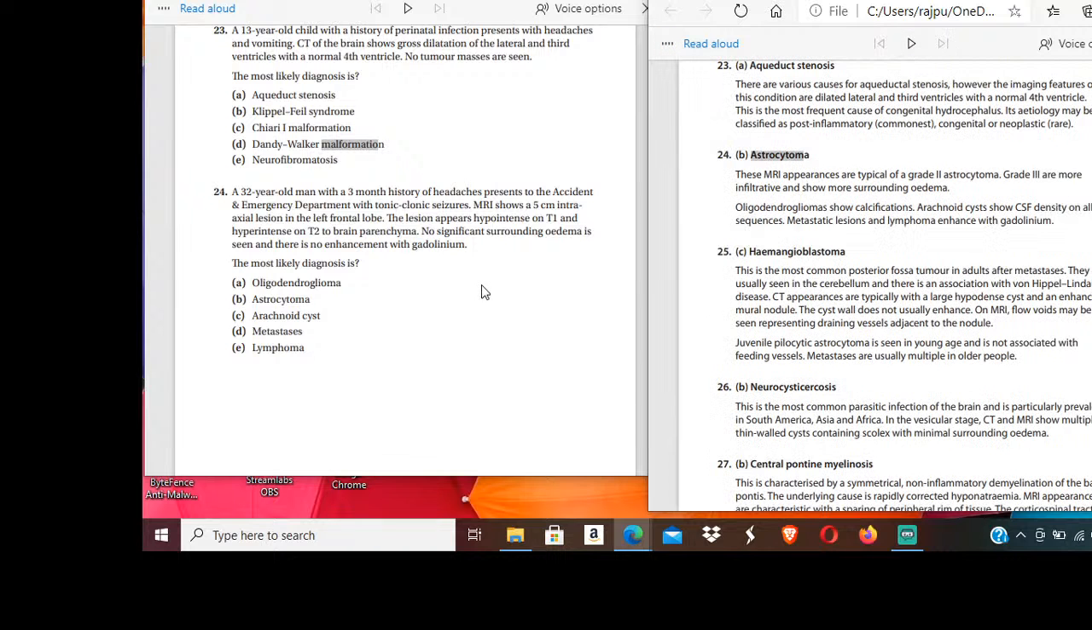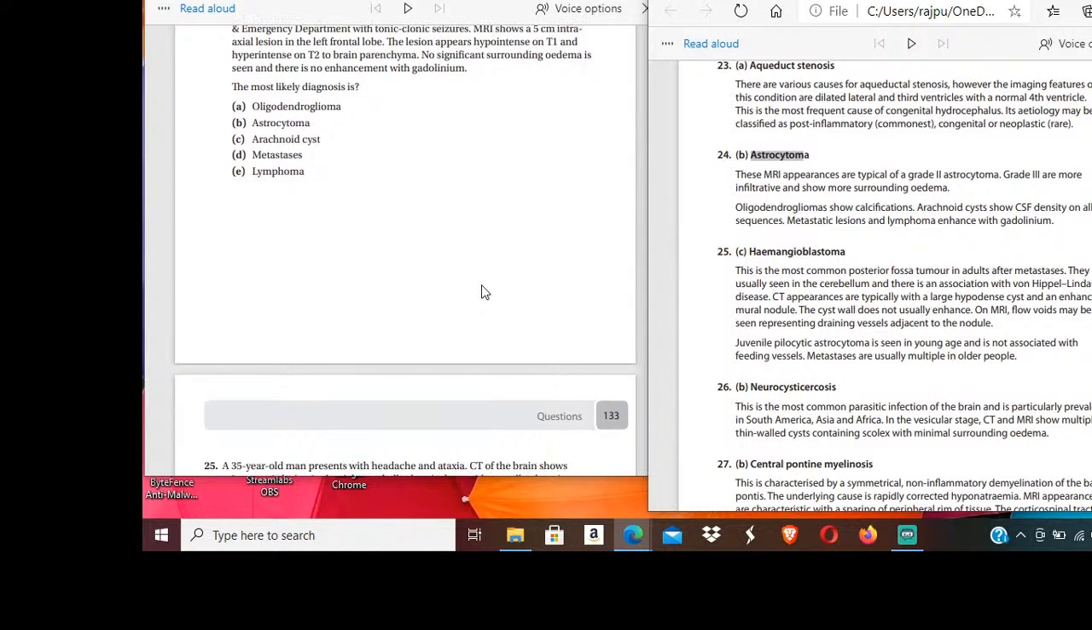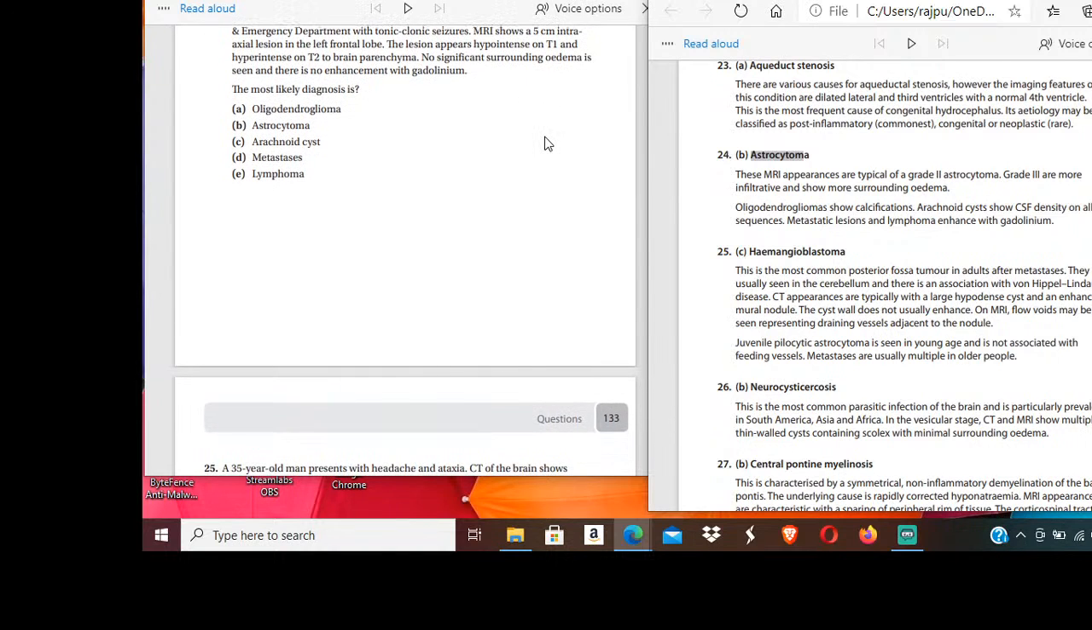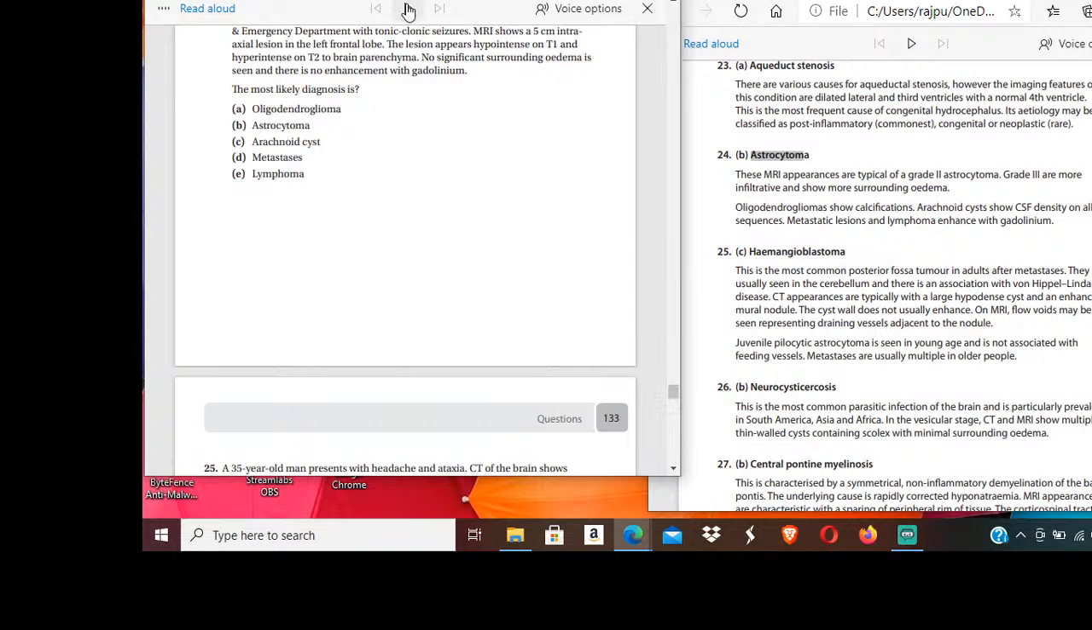24. B. Astrocytoma. E. Neurofibromatosis.